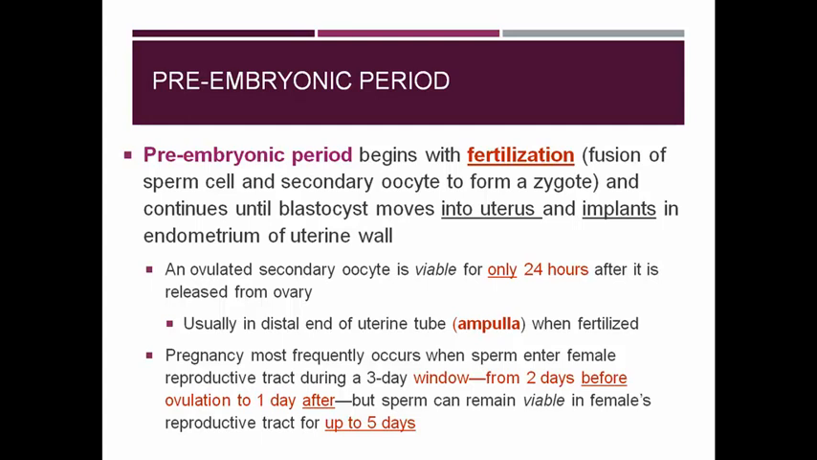Then pregnancy, of course, is going to frequently occur, more optimal within the reproductive tract of the female within a 3-day window. So 2 days before ovulation and 1 day after. The sperm can remain viable, though, in the female's reproductive tract for up to 5 days once they're introduced. So you have 24 hours that the egg is viable. You have up to 5 days that the sperm are viable, but that day 14, 2 days before, 1 day after, so a 3-day window around the day of ovulation of that female cycle.